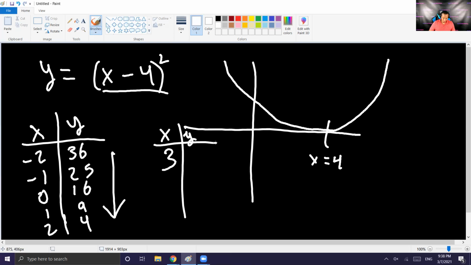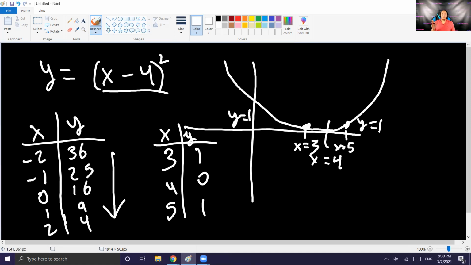sometimes you have to do this, but only for the first time, because after you have some experience with it, you can tell, oh, it belongs here and there, as I will show you the shortcut. 3, 1, 4, 0, 5, 1. So now look, at x equals 3, the height is 1. And same for x equals 5, the height is 1 as well.